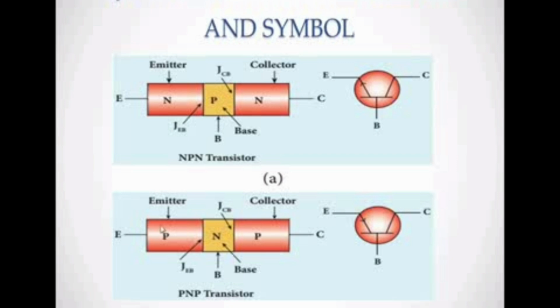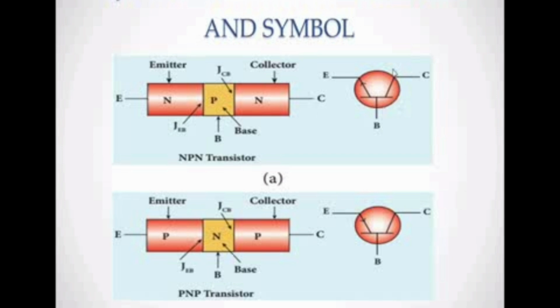So see here, you can see that image. Here N and P is one junction, that's called the emitter base junction. Here you can see this is the collector base junction. So this has three parts. One is called the emitter, the center thing is called the base, and the other is called the collector.